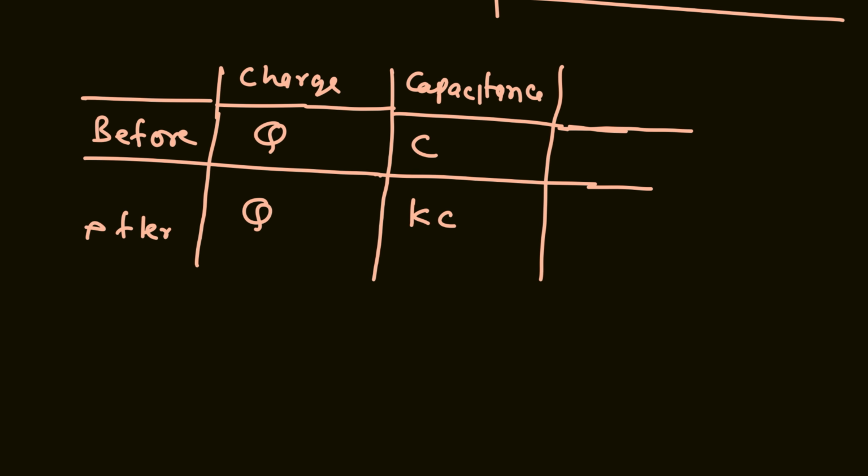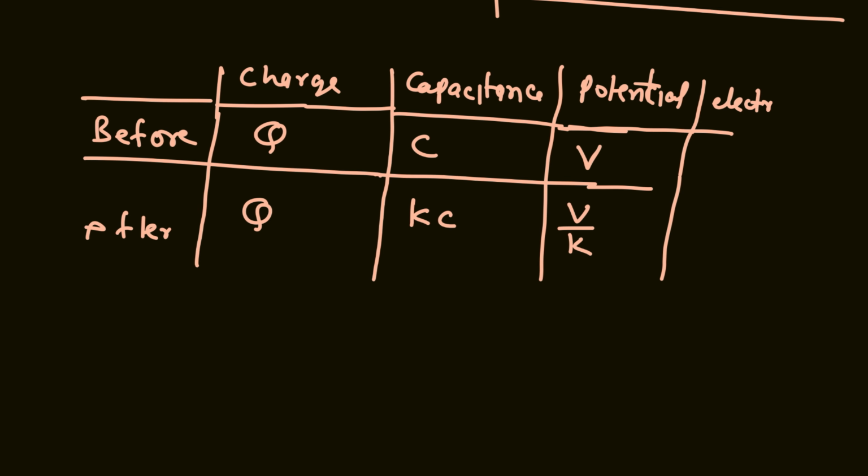Then potential: initial V, now becomes V by K, 1 by K. Then electric field: before, assume E, now becomes E by K.